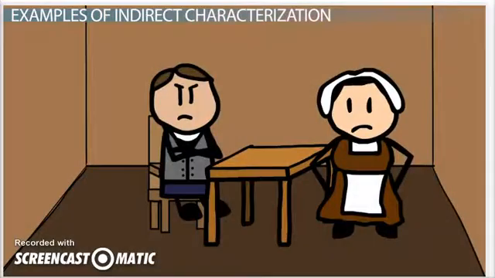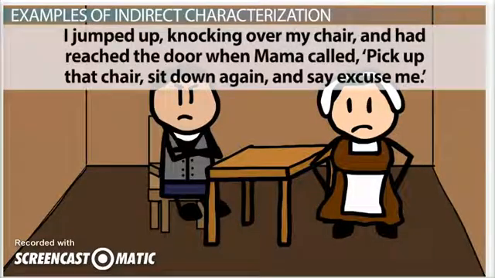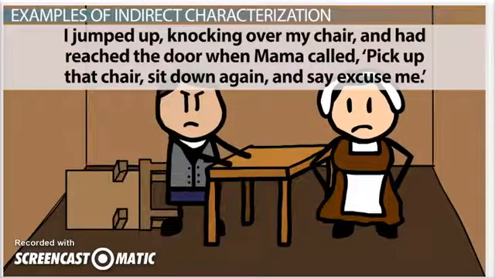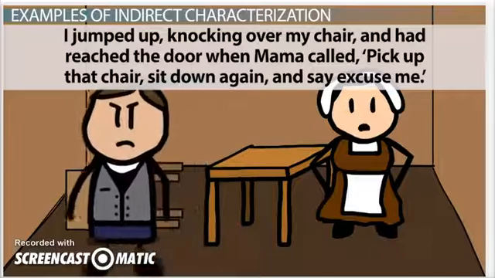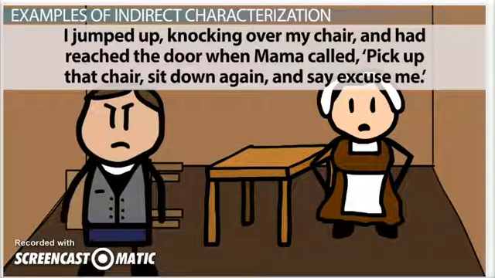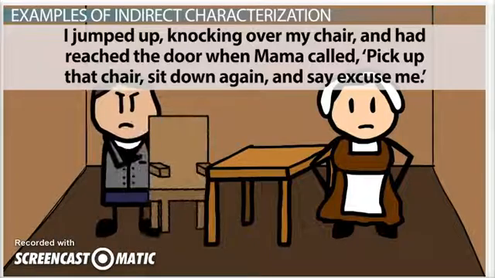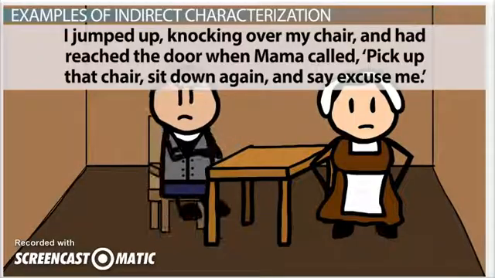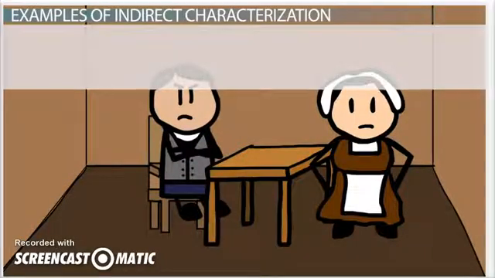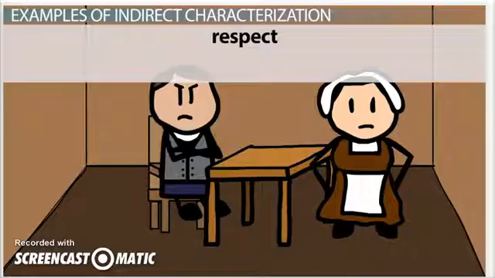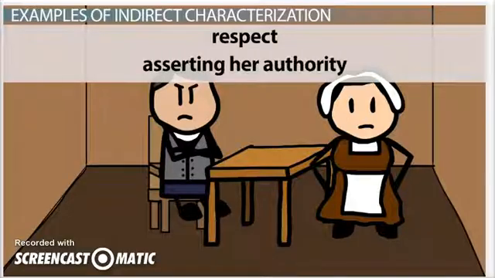In the short story, The Scarlet Ibis by James Hurst, there are many examples of indirect characterization. In the following excerpt, speech and actions are being used to show 2 characters' personalities. "I jumped up, knocking over my chair, and had reached the door when Mama called, 'Pick up that chair, sit down again, and say excuse me.'" This tells us a bit about both Mama and the narrator. In this scene, the narrator is quick to avoid a confrontation with his mother and is perhaps a bit clumsy, but he does have enough respect for her to listen to her as she firmly tells him what to do, asserting her authority over him by being direct.